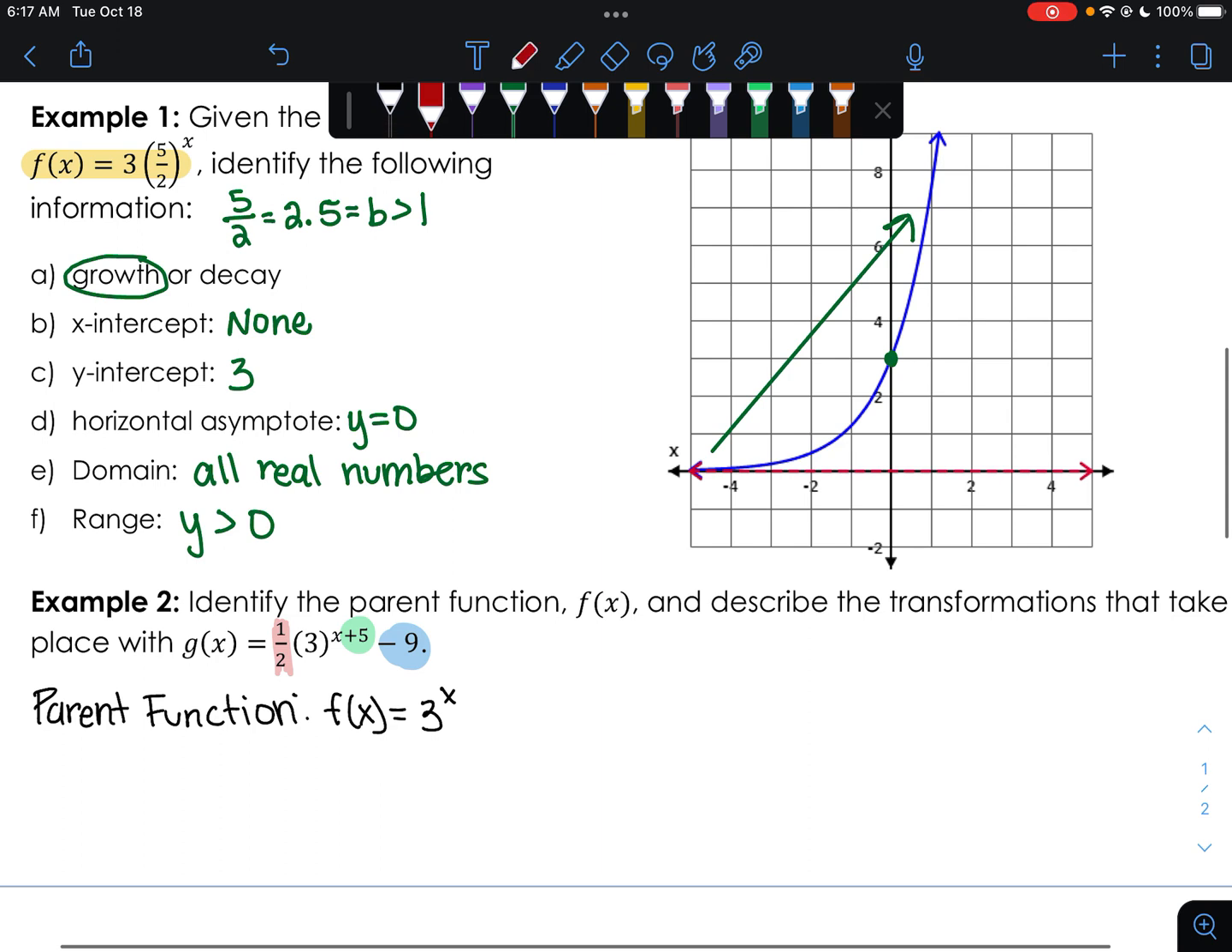So now we can talk about the transformations. The 1/2 is in the spot of A. So there's no negative in front of it, which means it's not reflecting. So that means I'm left with a vertical, and because it's between 0 and 1, compression.